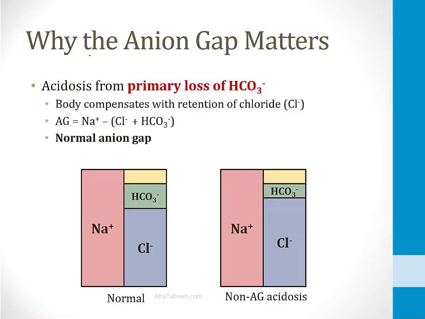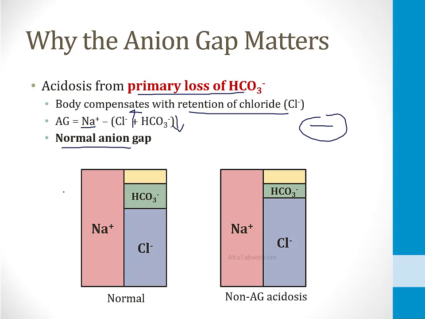There are basically 2 ways that you can develop a metabolic acidosis. The first way is if you are losing bicarbonate. If the primary mechanism of your metabolic acidosis is the loss of bicarbonate, then you're going to have a normal anion gap. The reason for that is that when the bicarbonate level falls, the body compensates by retaining chloride so that the total amount of negatively charged substances remains constant. So since the anion gap is sodium minus chloride plus bicarbonate, if your bicarbonate goes down but your chloride goes up, then the anion gap will stay normal.